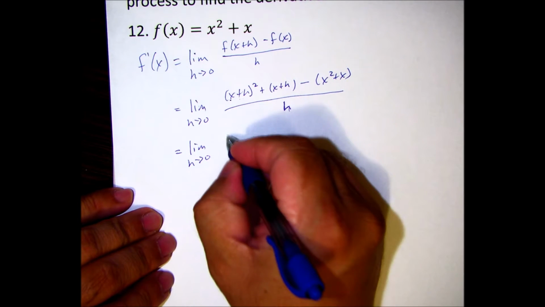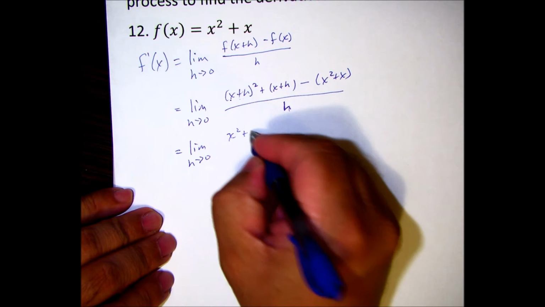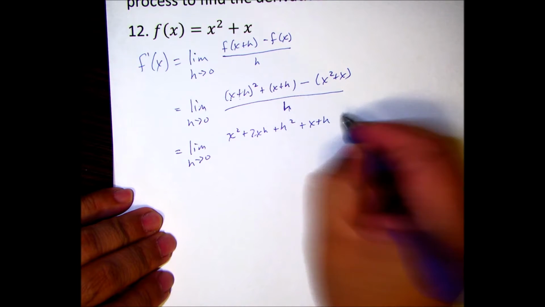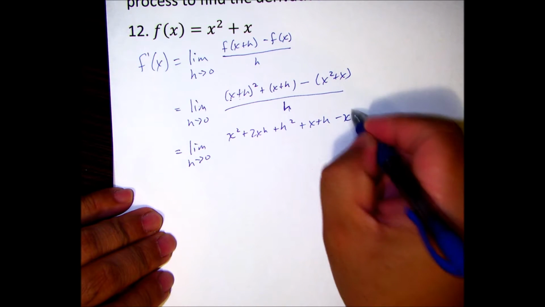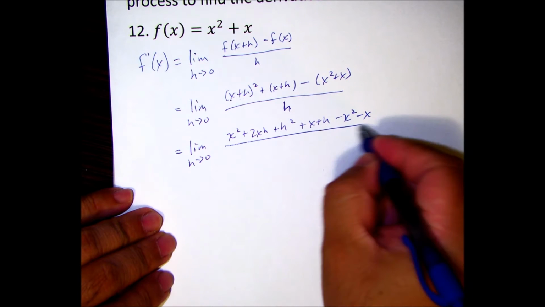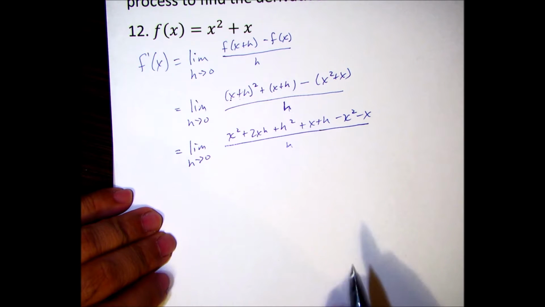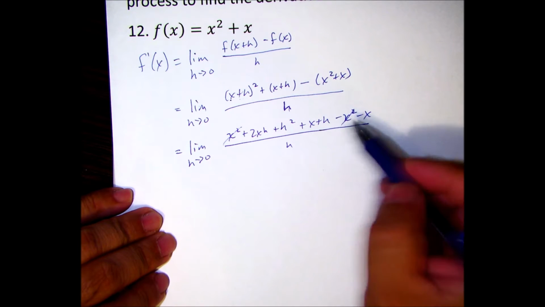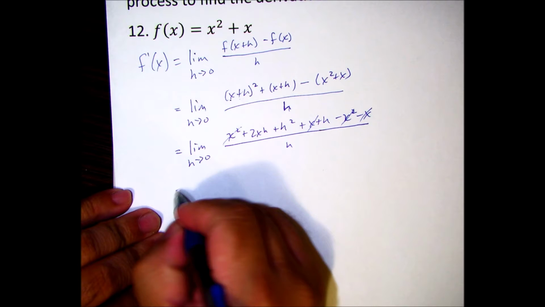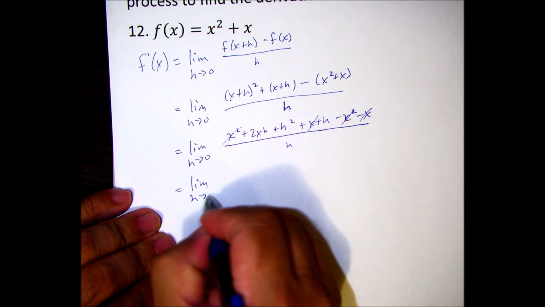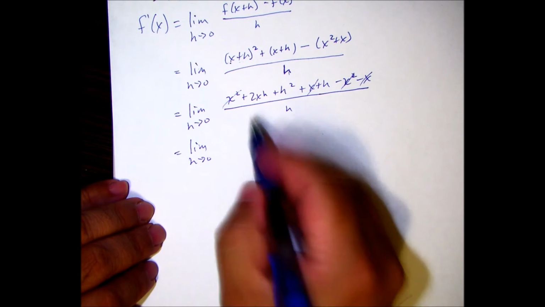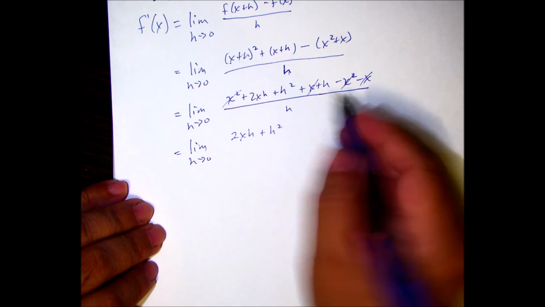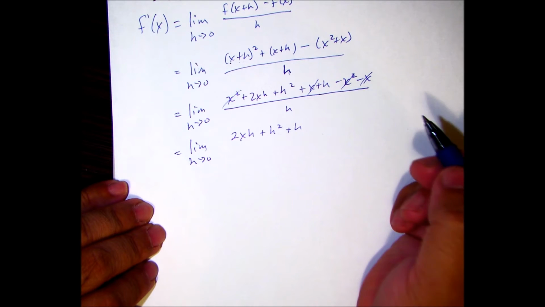So I'm going to expand that. Distribute the minus. So x squared is going to cancel here, x is going to cancel. And what do we got? So we got 2xh plus h squared plus h, and that's it.